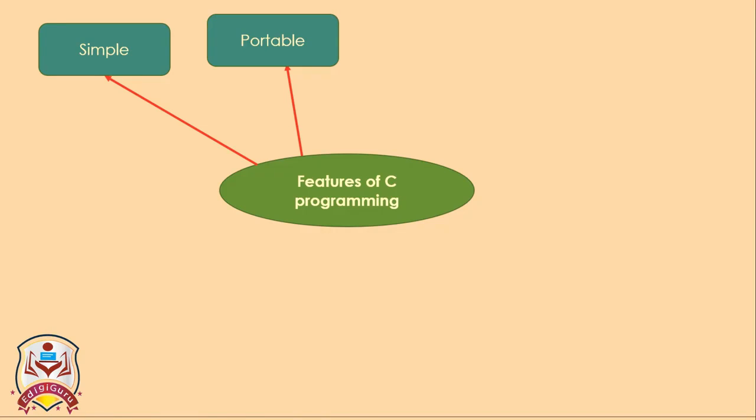Portable means it can port from one machine to another machine without modification of the programs. The program written on one machine or one computer can run on any other machine or any other computer without changing or modifying the program. And that's why C is referred to as a portable language, and this is one of the important features of C language.